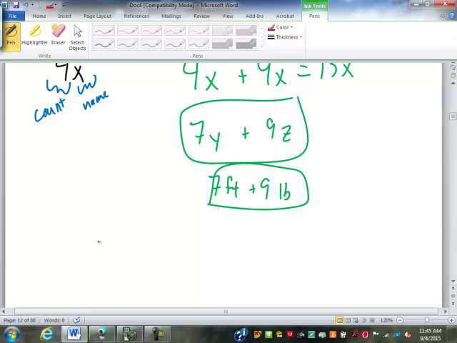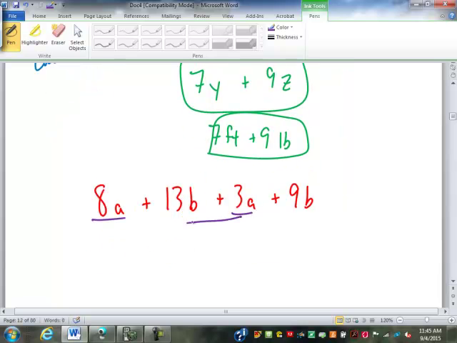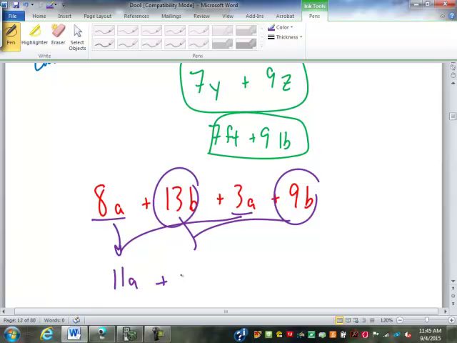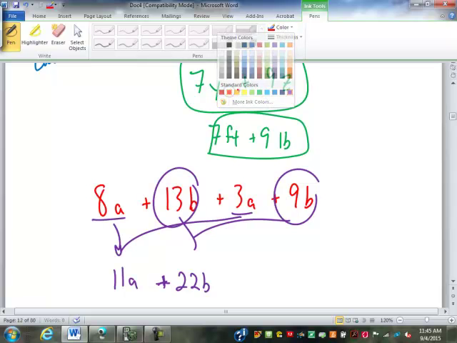We can, however, run into things like this. So far, those can't be combined, but if we keep going, we'll see that even though there are different names here, there are some of them that are in common, and we can gather those together. So we have the 8a and the 3a, which can combine to make 11a. So 13b and 9b, which can make 22b. Perfect. We cannot combine that any further because a's and b's are different names and they cannot be combined with addition.